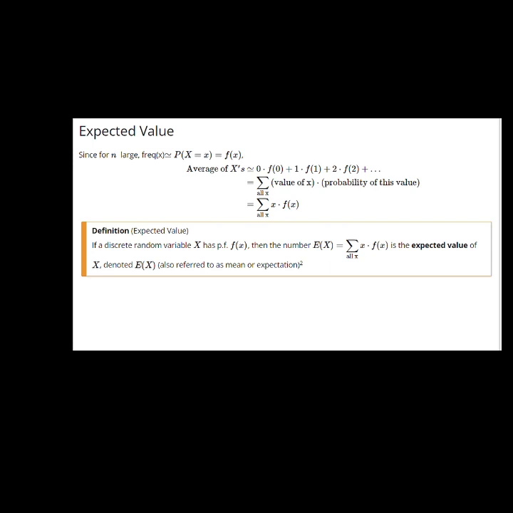If a discrete random variable has a probability function f of x, then the number E of x, the sum over all little x, x times f of x, is called the expected value of the random variable x. We'll denote it by capital E, brackets x, and we'll refer to it either as the expected value, or the mean, or the expectation of the random variable. Remember that it's a number. By the way, when there are infinitely many x's in the sum, we require that the sum of x times f of x be absolutely convergent, which is when you take the absolute values, you get a finite sum.